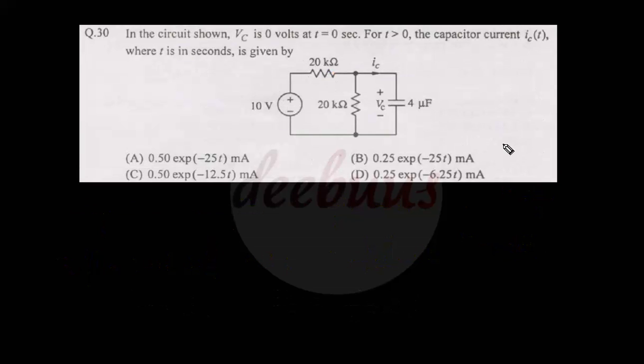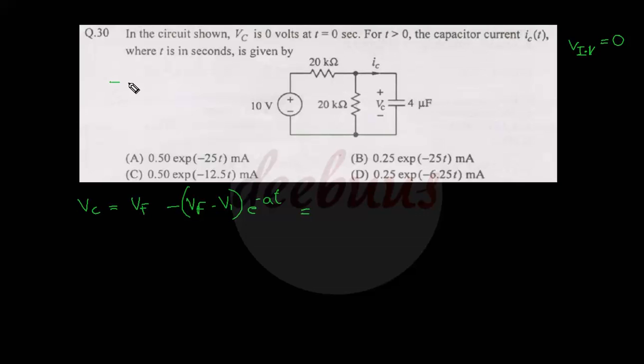Moving to another 2 mark question. In the circuit shown, VC is 0 volts at t equal to 0 seconds. So that means the initial voltage V initial equal to 0. For t greater than 0, the capacitor current IC of t, where t is in seconds, is given by... So it is a direct application of the capacitor charging and discharging expression, that is, V capacitor, the voltage across the capacitor, equal to V final minus V initial, e raised to minus AT.